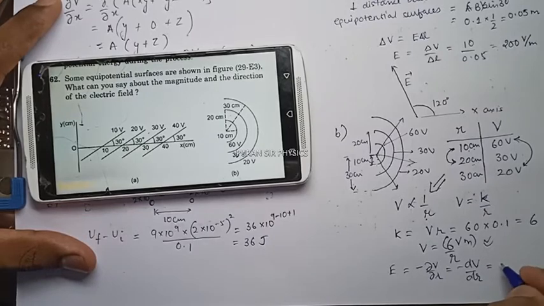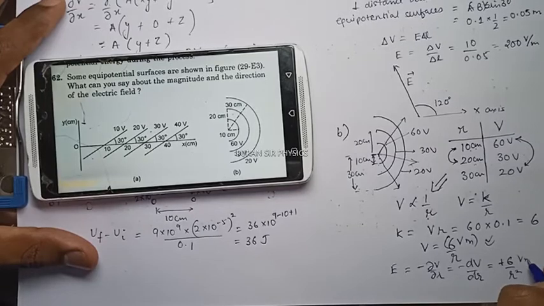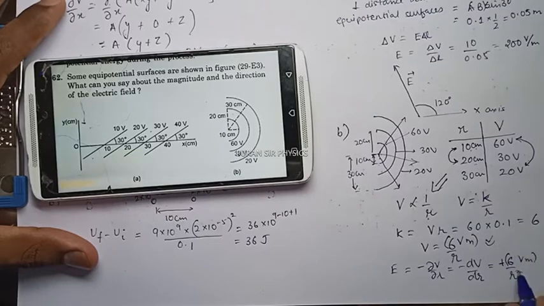So it comes out to be plus 6 by r square, 6 by r square volt per meter. So this is the expression for the electric field. This is the magnitude, you can say, which depends upon the radius. So this is the answer of question number 62.